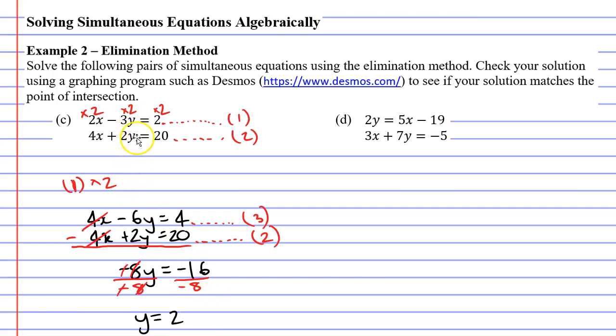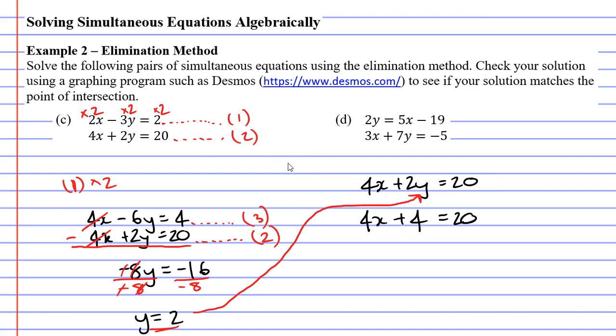Once again, we just need to pick either equation. I'm thinking the second equation is probably easier. So we have 4x plus 2y equals 20. Remembering that y equals 2, we can substitute this in place of y in the equation. If y is 2, this is going to become 2 times 2, which is 4. So I'm just going to write that as 4. So 4x plus 4 equals 20.